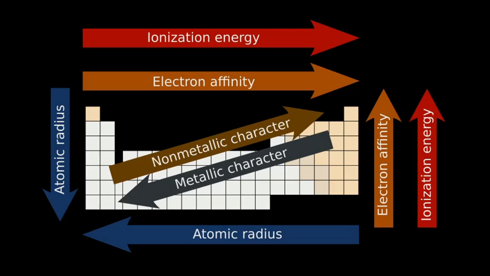The electronic configuration is 2, 8, 1, and therefore the presence of 3 orbits. So naturally the atomic radius has to increase, and that is what is happening as you come from top to bottom of a periodic table.